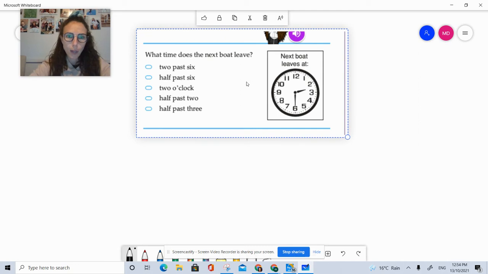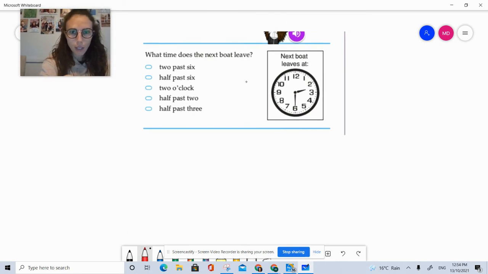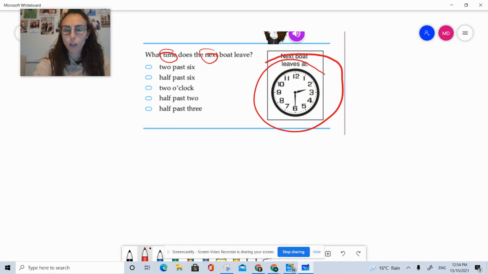2:06, 6:30, 2 o'clock, 2:30, and 3:30. And I also need to look at the visual of the clock where it says next boat leaves out. Then I'm going to think about solving the problem and choose a strategy. So I have to first look at the keywords. The keywords here are time, next, and this particular clock over here.